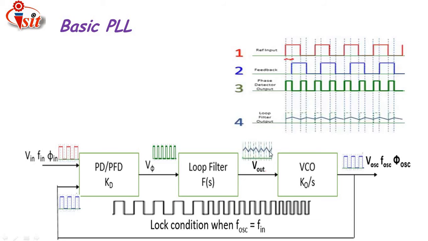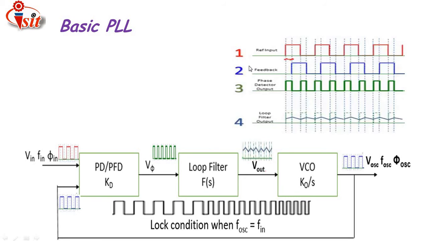Then V out is related to the fourth signal, that is the loop filter output, and that loop filter output is given to the voltage controlled oscillator, which generates the signal we have just seen over here. Here is the voltage controlled oscillator, the VCO, with the oscillating frequency F osc and phi osc we are getting over here. This is the basic structure of the basic PLL diagram.